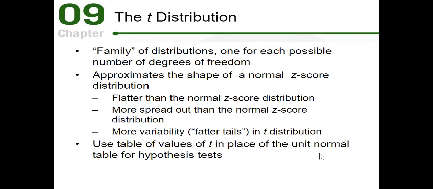We can also have a family of distributions, one for each possible number of degrees of freedom. That will give us an approximation of the shape of the normal z-score distribution. The t distribution is flatter and more spread out than the normal z-score distribution, with more variability and fatter tails. So we would have to use a table of values of t in place of the unit normal table for the hypothesis test.